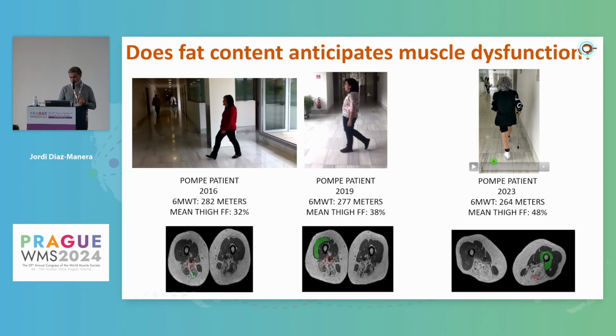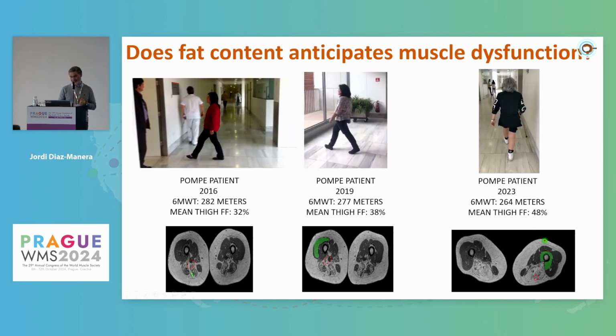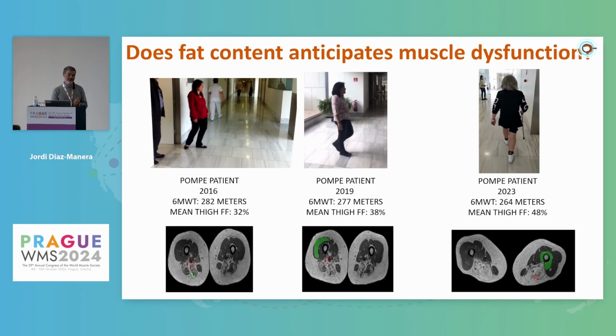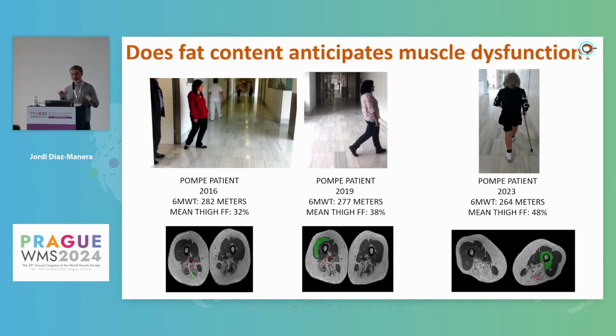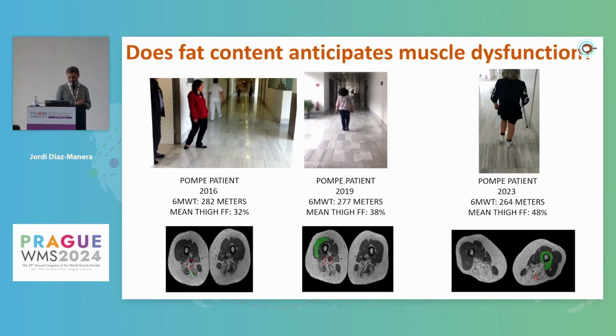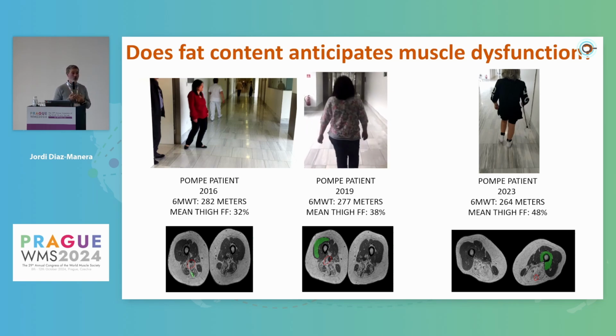Okay. Now I move to 2023, and there is a substantial change, right? What is the change? She's using a cane. She has pelvic imbalance. But the distance she's covering is 264, which is just, I think, 18 meters less than 7 years before. So is this significant? I don't know, maybe yes. But if we look at the MRI, there is 48% fat fraction now, so 18% more.